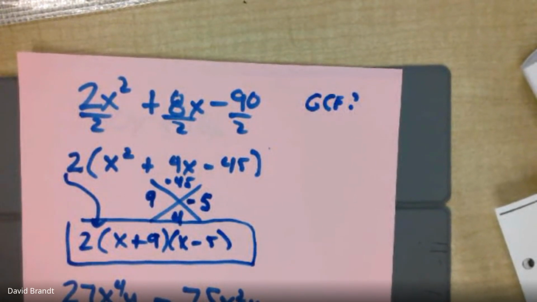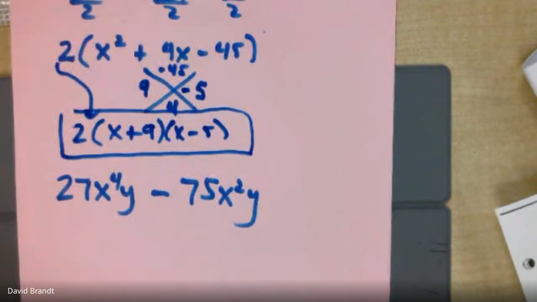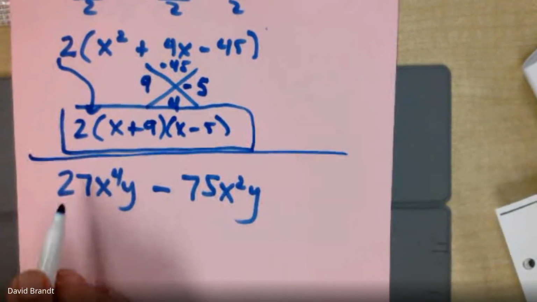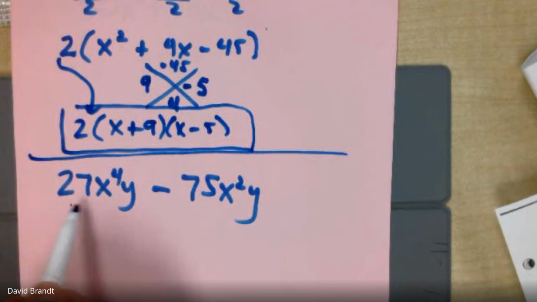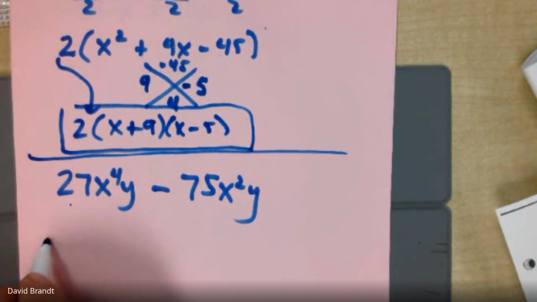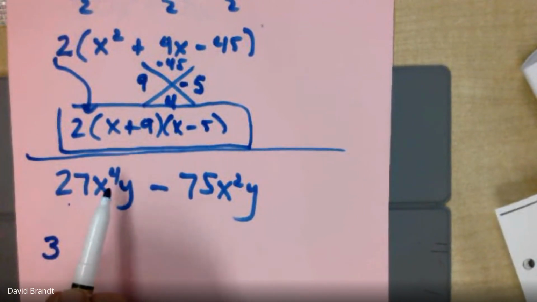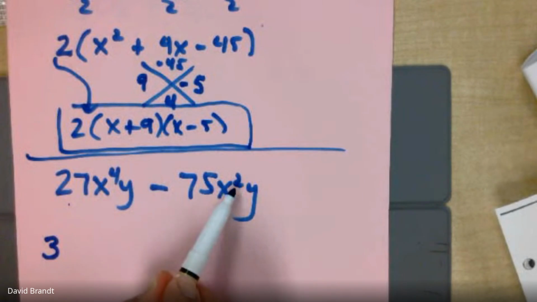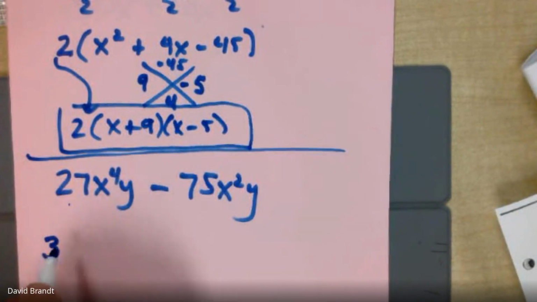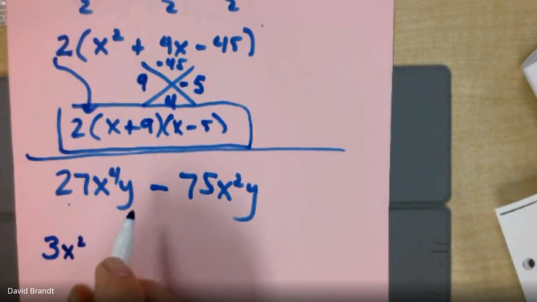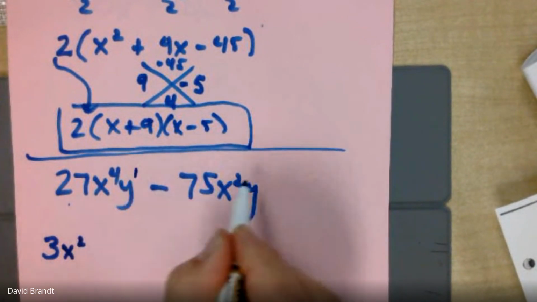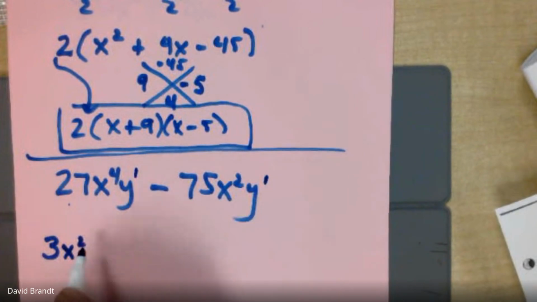All right. Now, number 2, what is the largest number that divides into 27 and 75? Hopefully you can either figure that out or use Desmos to figure it out, but it's a 3. Now, what about the x's? I've got an x to the 4 and an x squared. What's the smaller of the 2? The smaller of the 2 is x squared. And what about the y's? That's a y to the 1 and that's a y to the 1. What's the smaller of the 2? y to the 1. You don't need to write the 1.